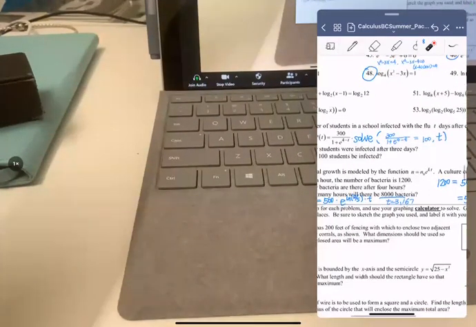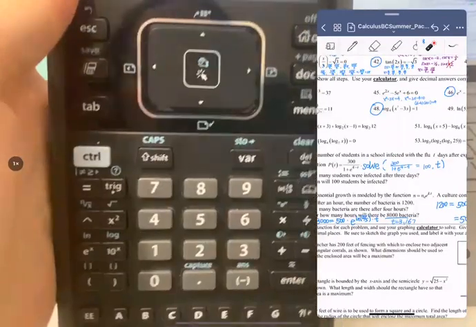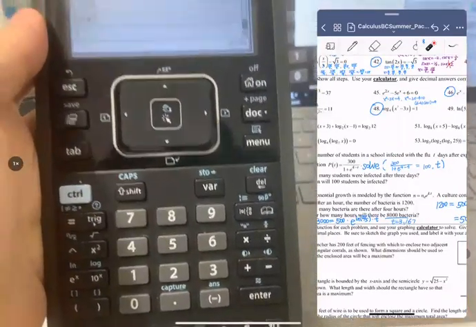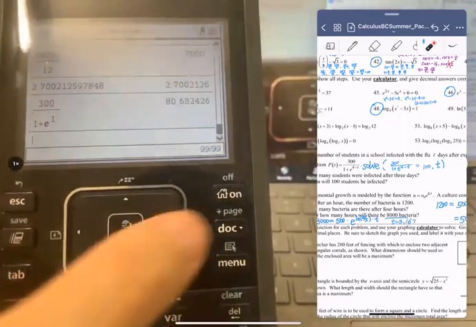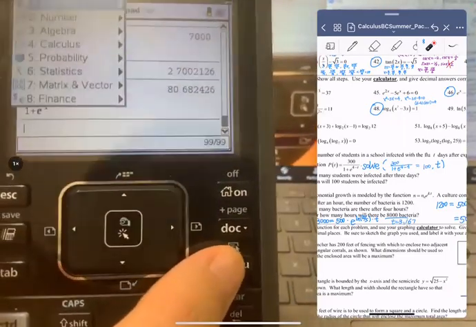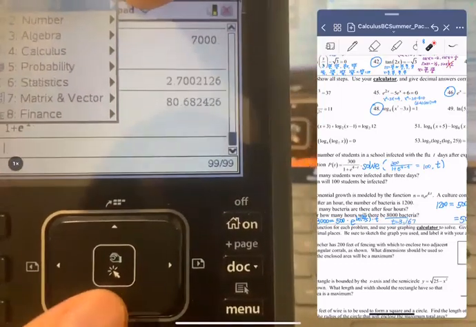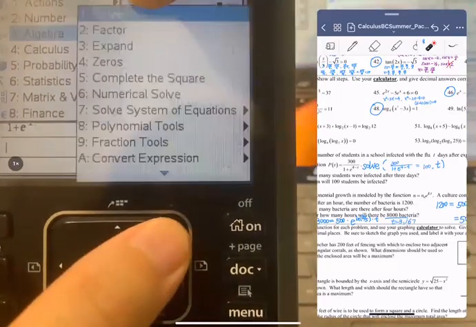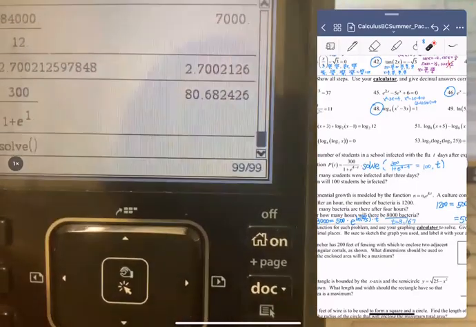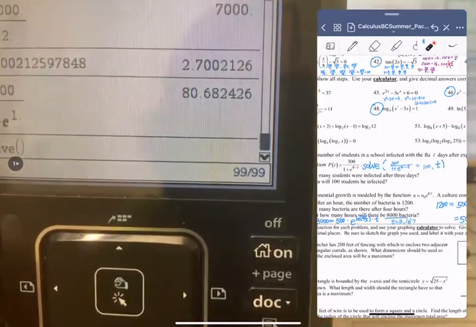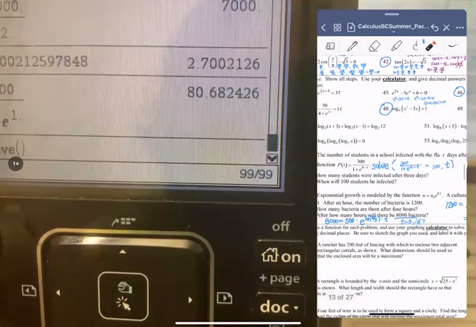If you have a TI Inspire, you can do it this way. Click menu, and you can do algebra. And there is something called solve. This solve can solve some really complicated equations.